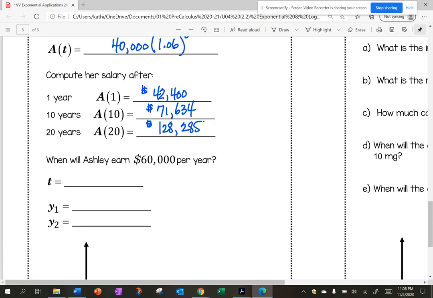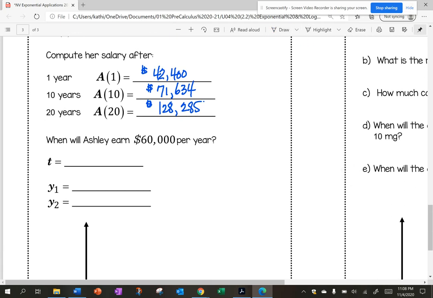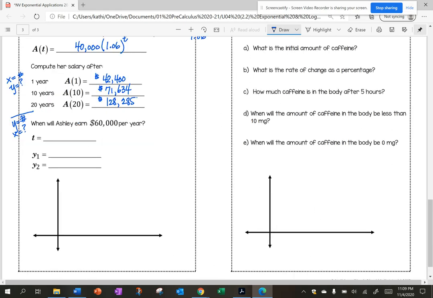Okay, next question. When will she earn $60,000? So let's just talk about this. I have 2 types of questions, where I give you my x value and ask you to solve for y. What is y? Or I can give you my y value and ask what is the x value. So there's just 2 types. It's one or the other. This one is a little bit easier if we set up on the graph what it is we're looking for and how to put this in the calculator to solve.